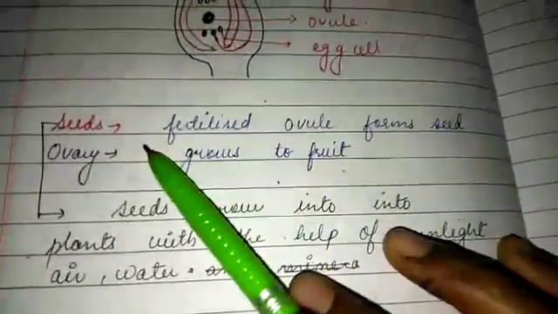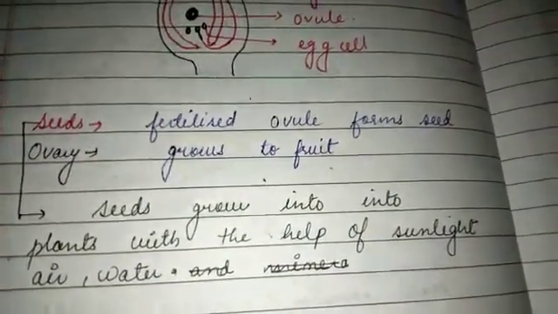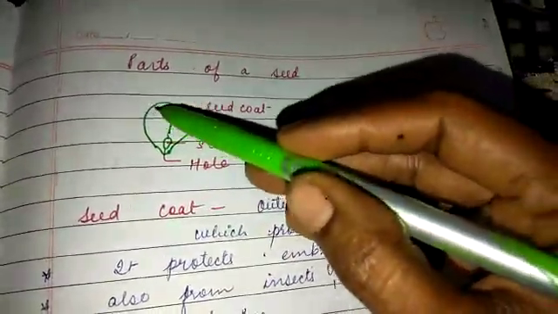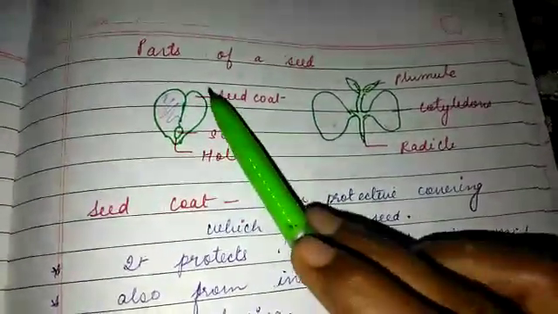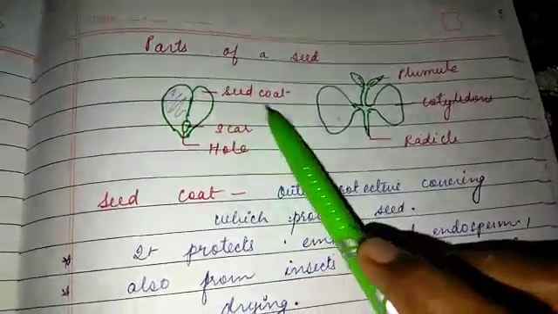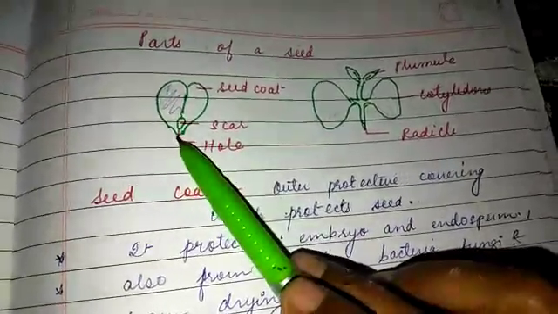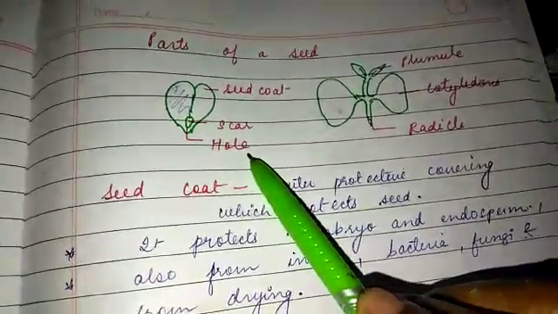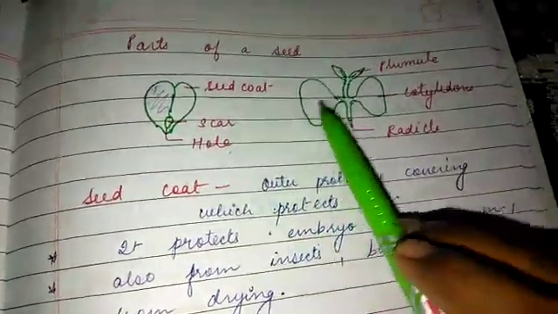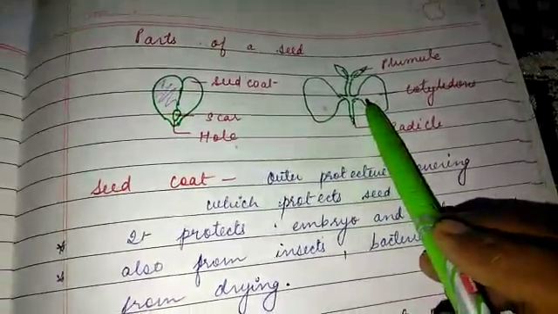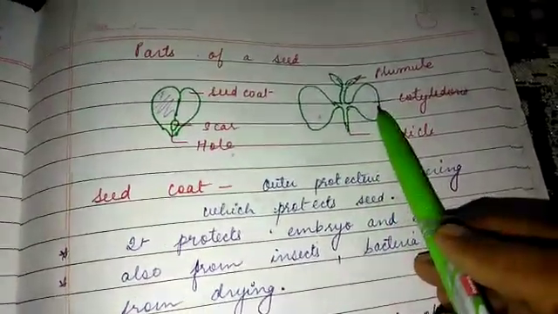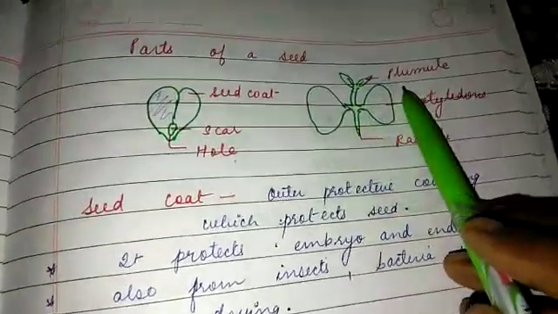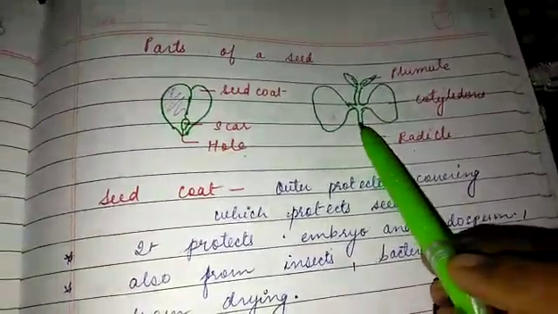Now we'll see the parts of a seed. This is the seed. This one is the seed coat. This is the scar, and here is present a small hole. Then when we open the seed, suppose a Bengal gram, what will we see? That the two cotyledons are there. This is a cotyledon and this is also a cotyledon. The green substance present here is called the plumule, and the radicle, which is a short root.